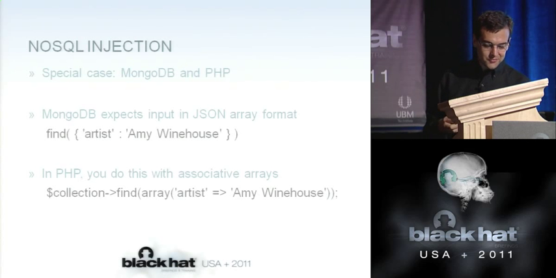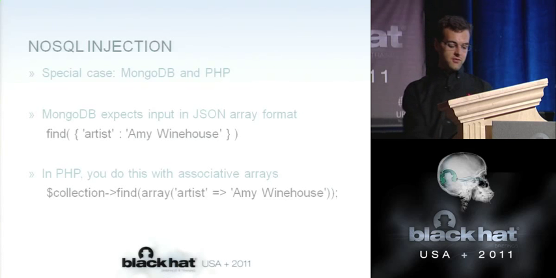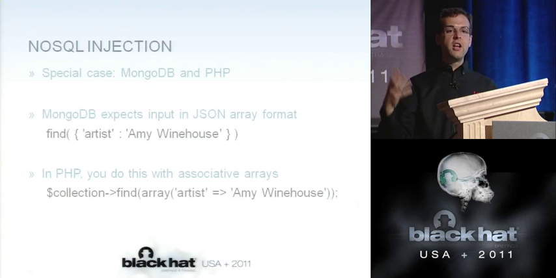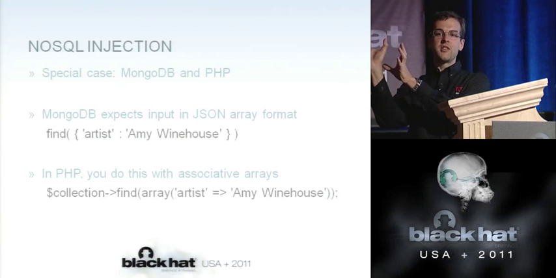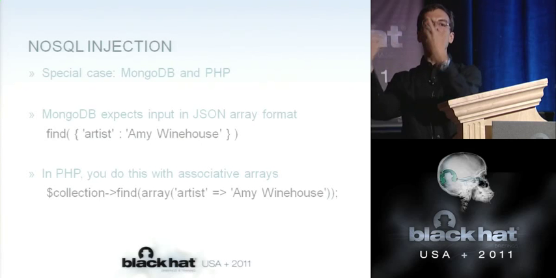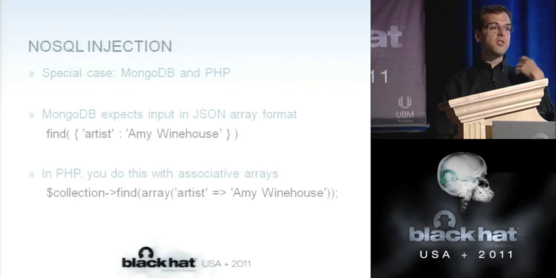And the way you do it in PHP is you make an associative array. So right here, you use the array method. You instantiate a new array, and you say the key of this array is artist, and the value is Amy Winehouse. And it creates this associative array that gets passed to the database and executed. Great. This works really, really well. And this is generally pretty secure against injection attacks. It's kind of like a parameterized query in a way. Very cool.